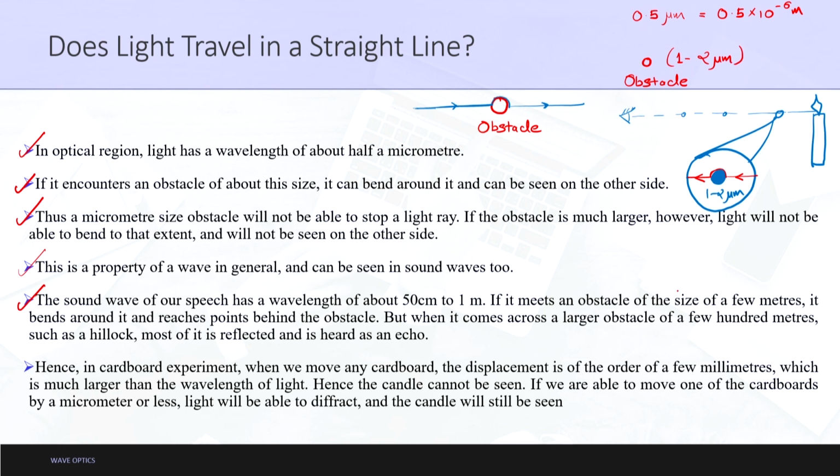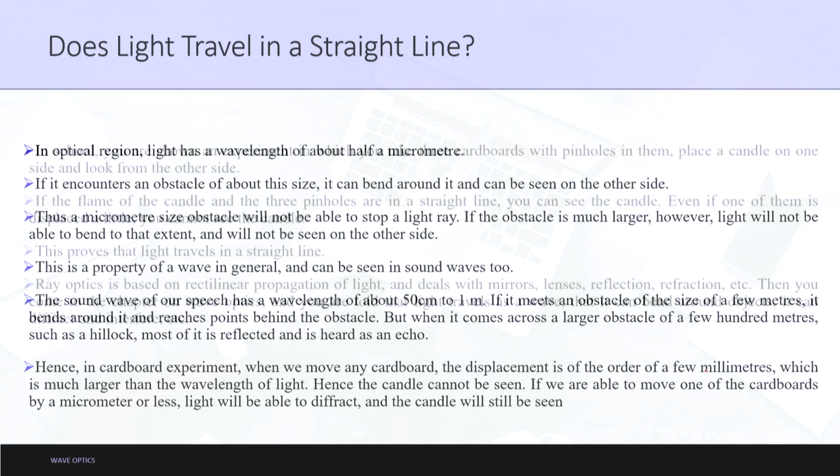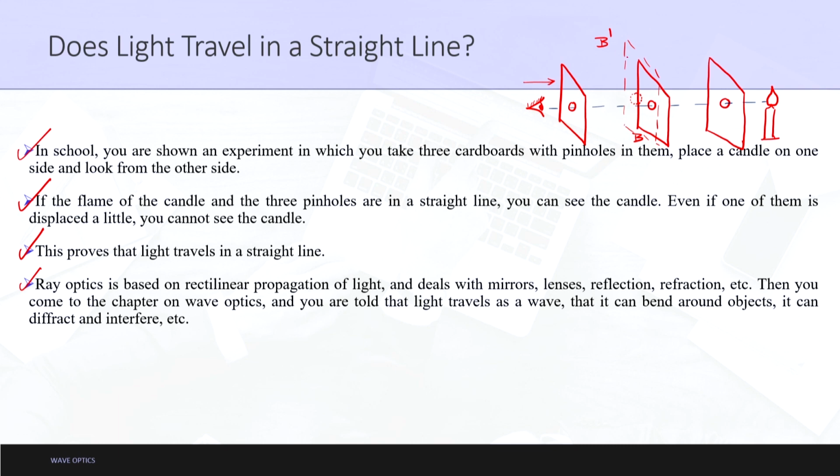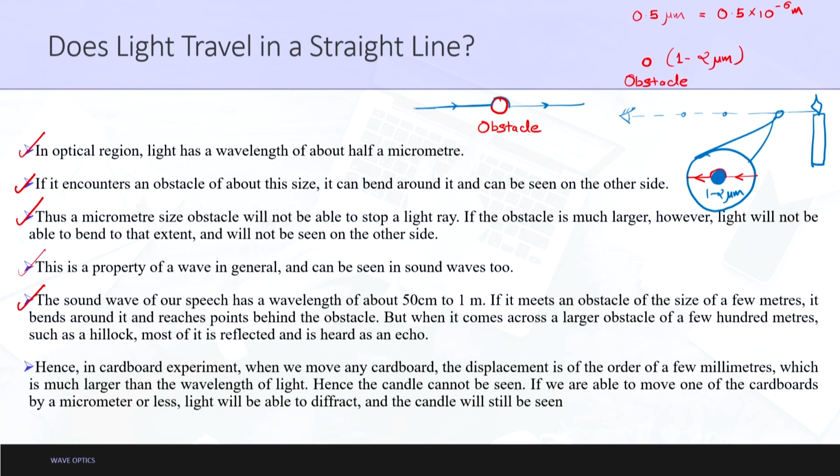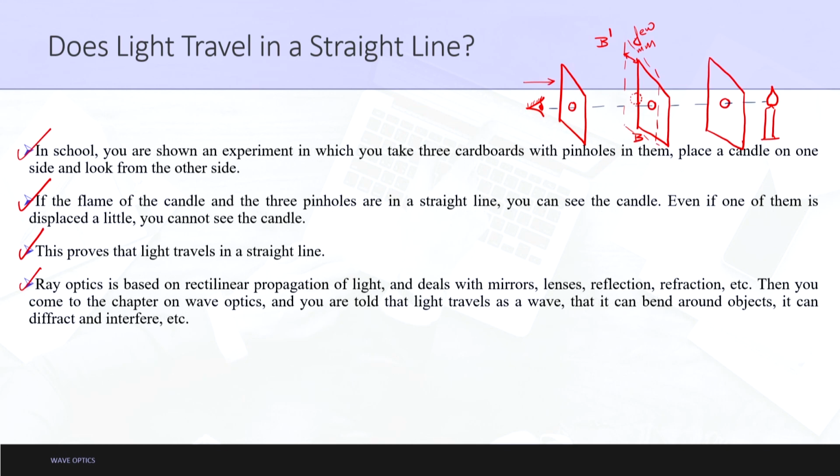Hence, in the cardboard experiment, when we move any cardboard, the displacement is of the order of a few millimeters. This displacement is much larger than the wavelength of the light. It is quite evident, as a millimeter is 10 to the power minus 3 meters, but a micrometer is 10 to the power minus 6 meters.